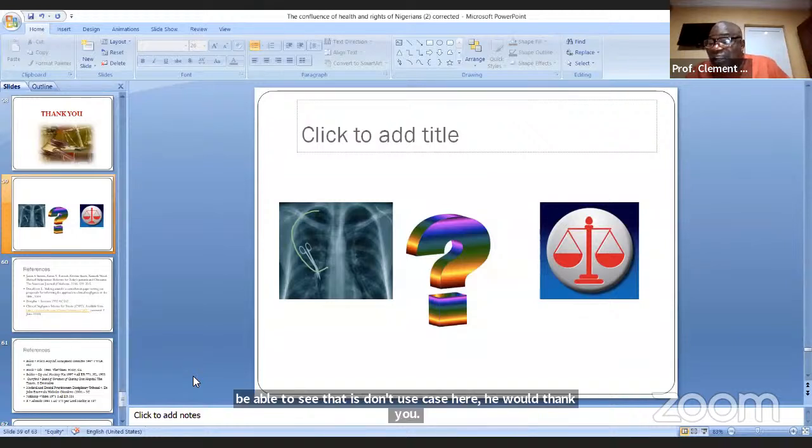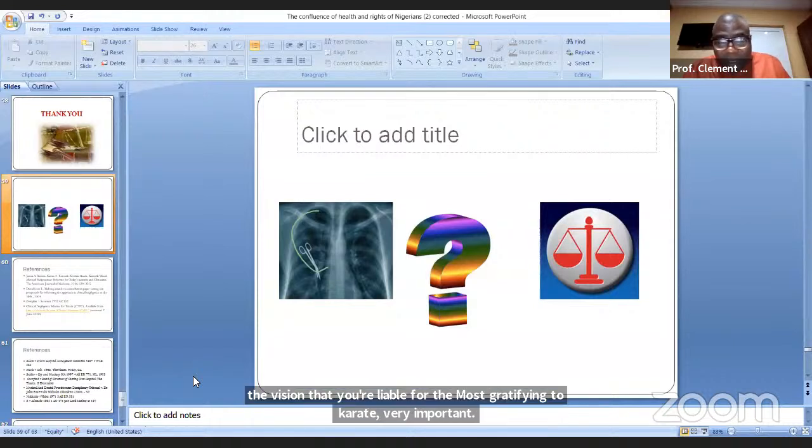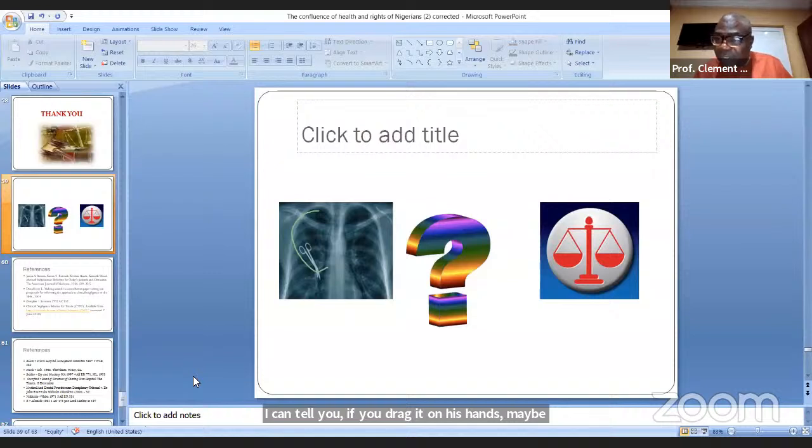For you to observe such a thing, you go to the back of the ward round and mention to your colleague, wow, okay, he wants to give KCL. I hope he doesn't know. And if there's evidence to show that you were aware and the man gave this and the patient died, you are liable. But you must find a way to correct it. Very important. I can tell you, if you drag it from his hand, maybe he was obstinate, your management or that hospital will make you a hero. They'll make you a hero.